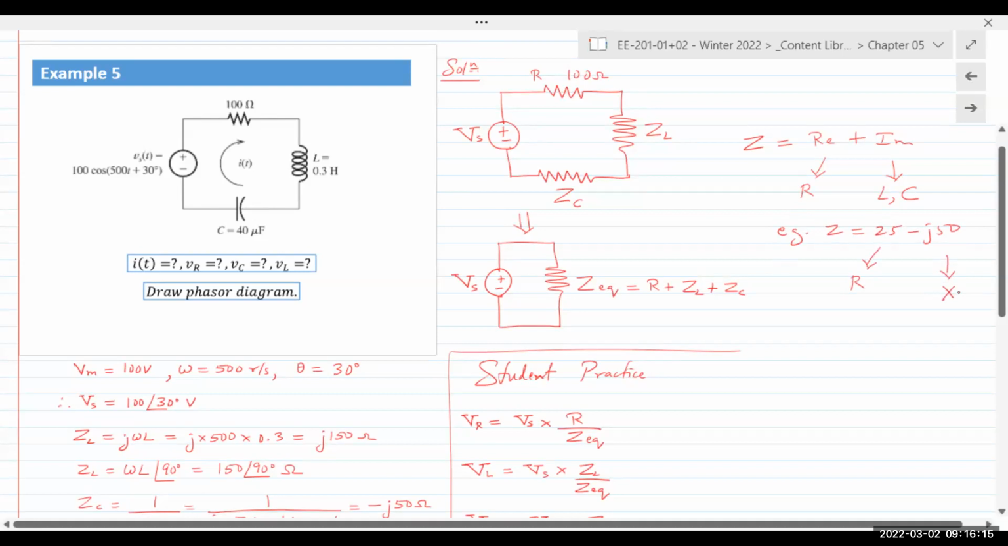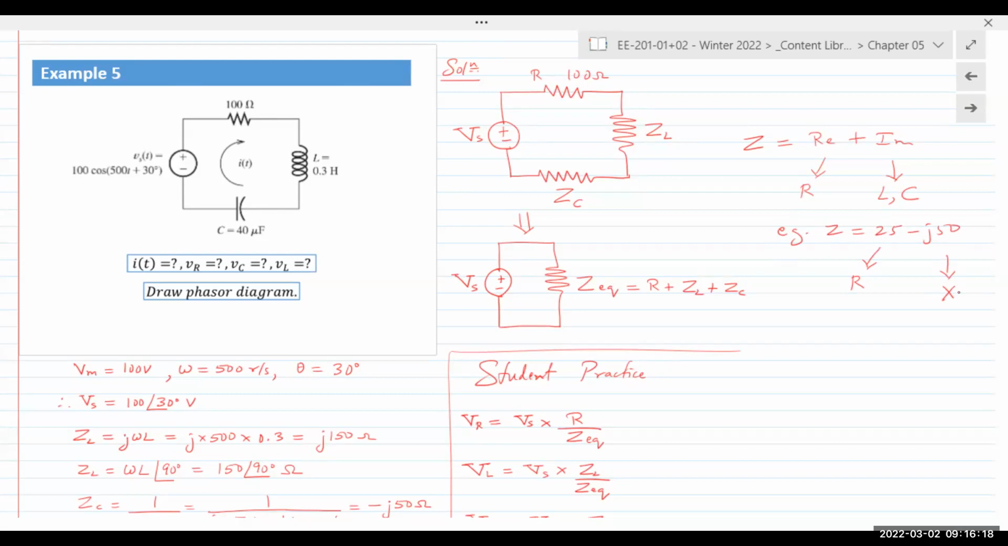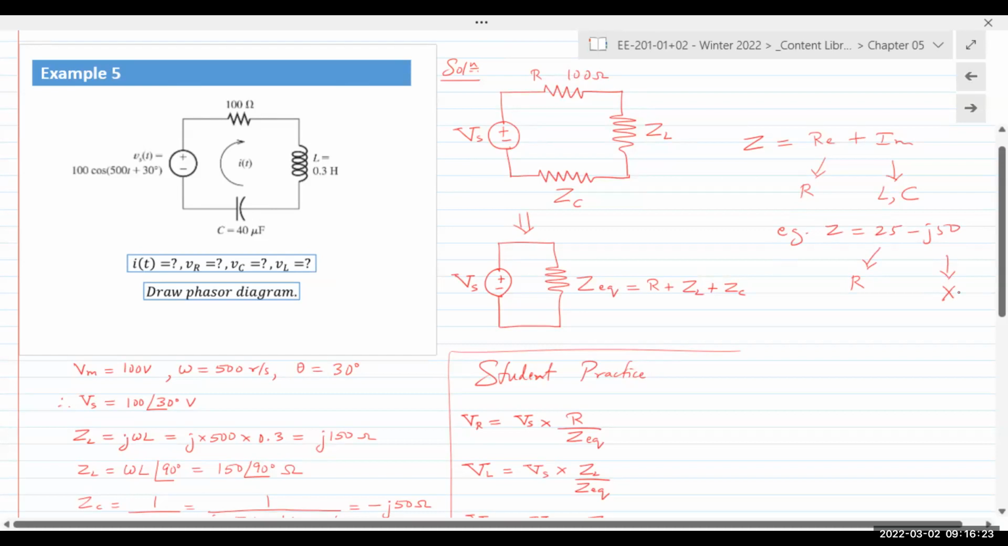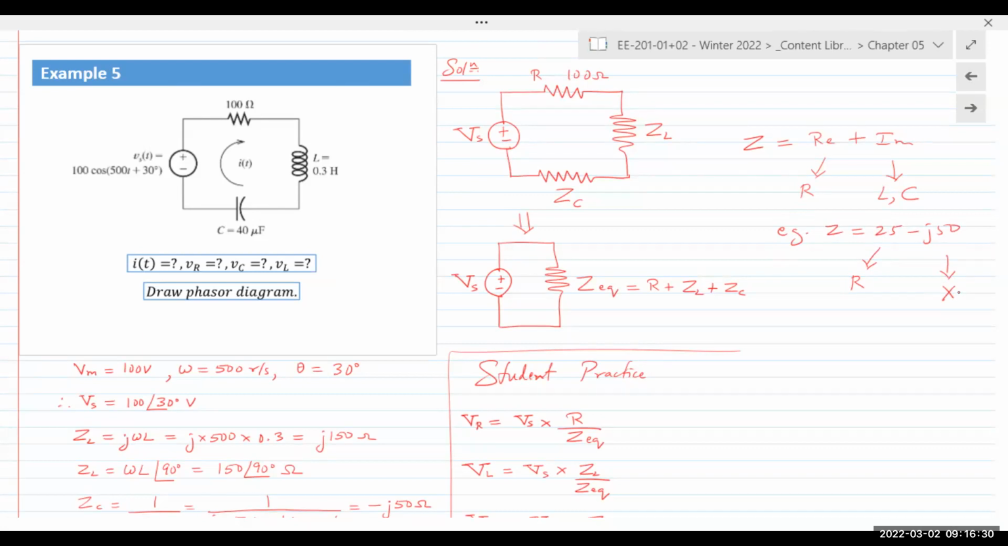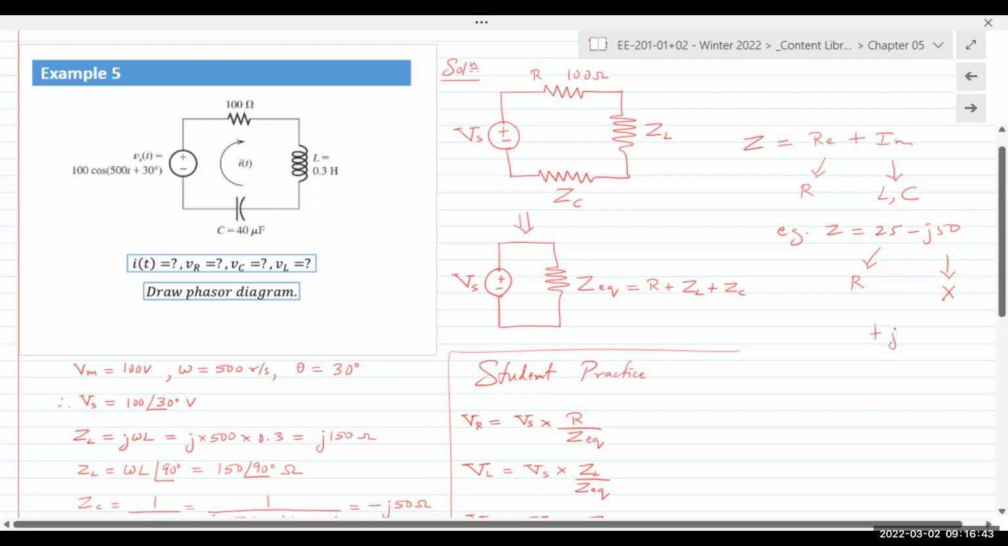Now, to determine what kind of reactance or what kind of component is being referred to, we look at the sign. An inductor has a positive 90 degrees phase shift, plus 90. So if it is a positive number, then this reactance is referring to an inductor. If it's a negative number, it's referring to a capacitor. Okay, so plus J indicates it is an inductor, minus J indicates it is a capacitor.